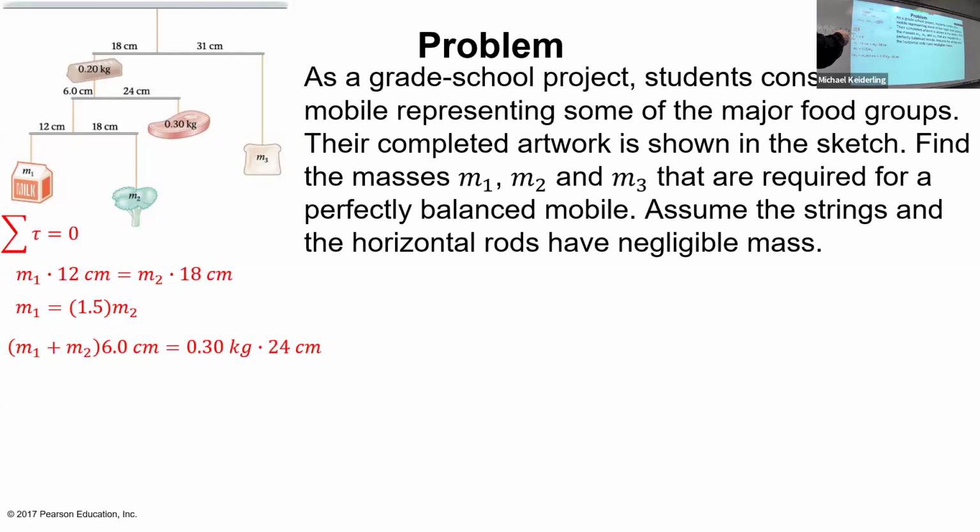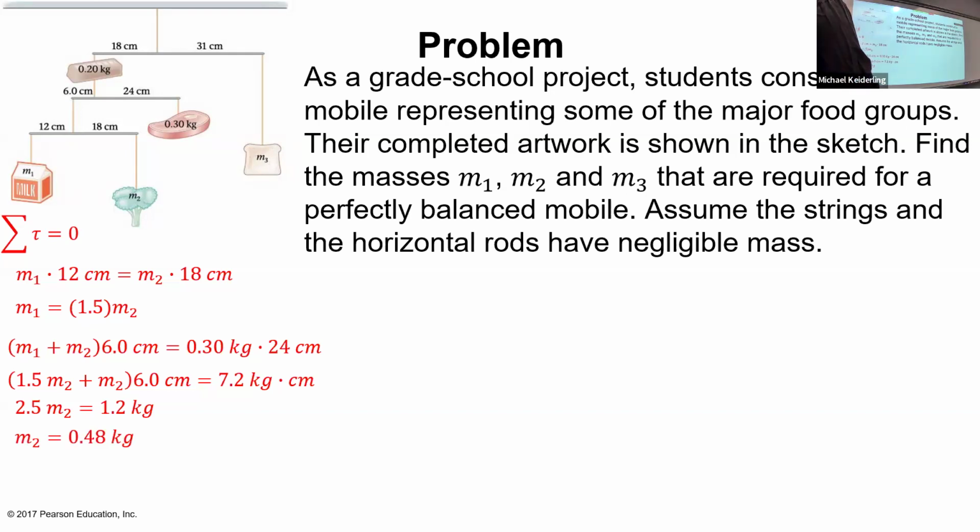At this point, we have the total mass, M1 plus M2. M1 plus M2 at 6 centimeters equals 0.3 kilograms at 24 centimeters. But M1 is 1.5 times M2, so 2.5 times M2 equals 7.2 kilogram centimeters, since 0.3 times 24 is 7.2. We divide it by 6, we get 1.2 kilograms. So M2 equals 0.48 kilograms and M1 equals 1.5 times 0.48 kilograms, which is 0.72 kilograms.